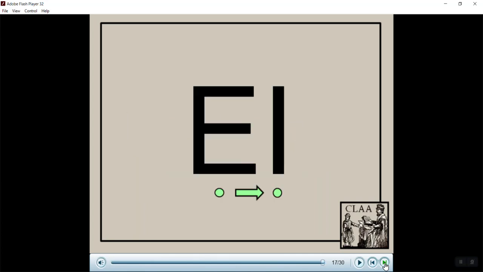The third Latin diphthong is ae. It's made up of the vowels a and e. If you point to the green dot under the vowel a, we can read this together. Ae, ae. Make sure when you read a diphthong that you read both sounds together. Don't separate them. Ae.